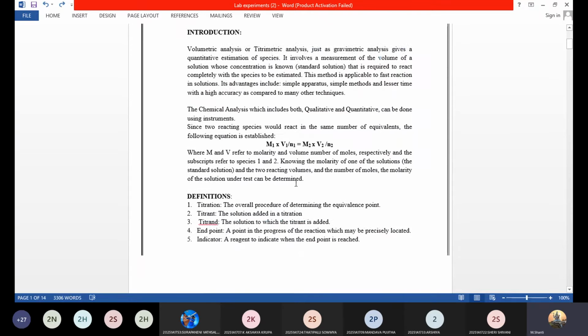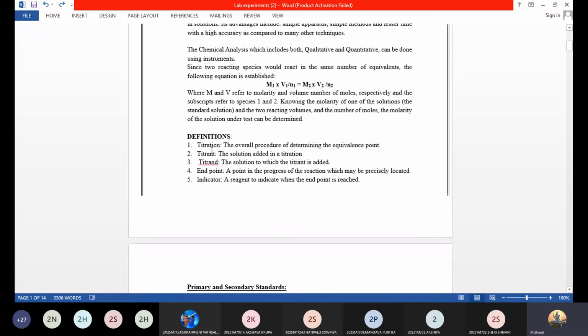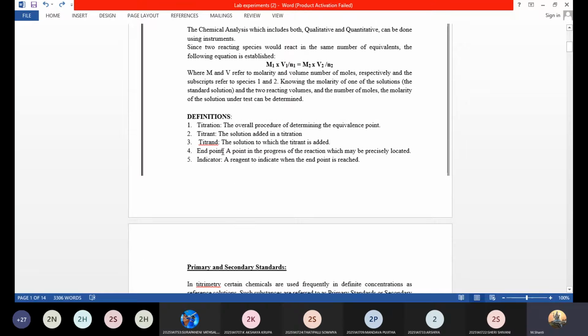Okay. So coming to this part, these are the important terms: titration, titrant, endpoint, indicator. All these terms will come across while the experiments are being done. Titration means the procedure of finding out the endpoint. Titrant is the solution we have taken in the burette.